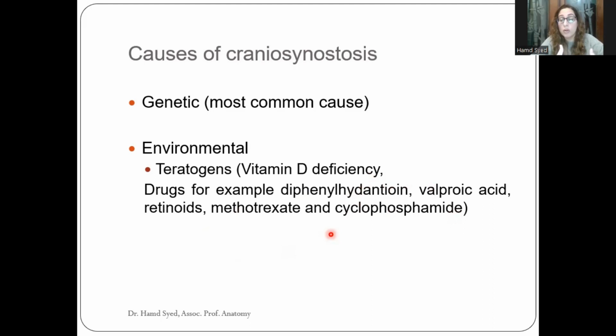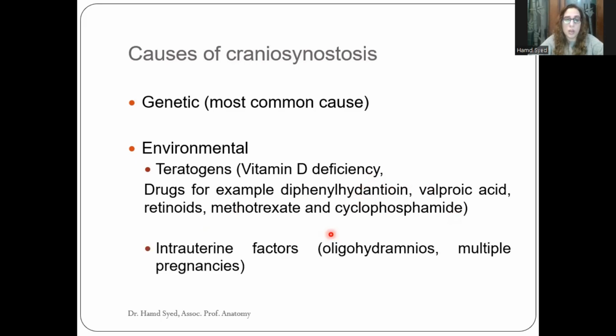So exposure to different drugs, they can act as teratogens and they can have a role in causing the different types of craniosynostosis. And there are also certain physical factors involved, like if there's a decreased space or capacity within the uterine cavity due to a decreased amount of amniotic fluid, that is oligohydramnios, or because of multiple pregnancies, that can cause compression effects on the skull and cause an abnormal shape of the head.